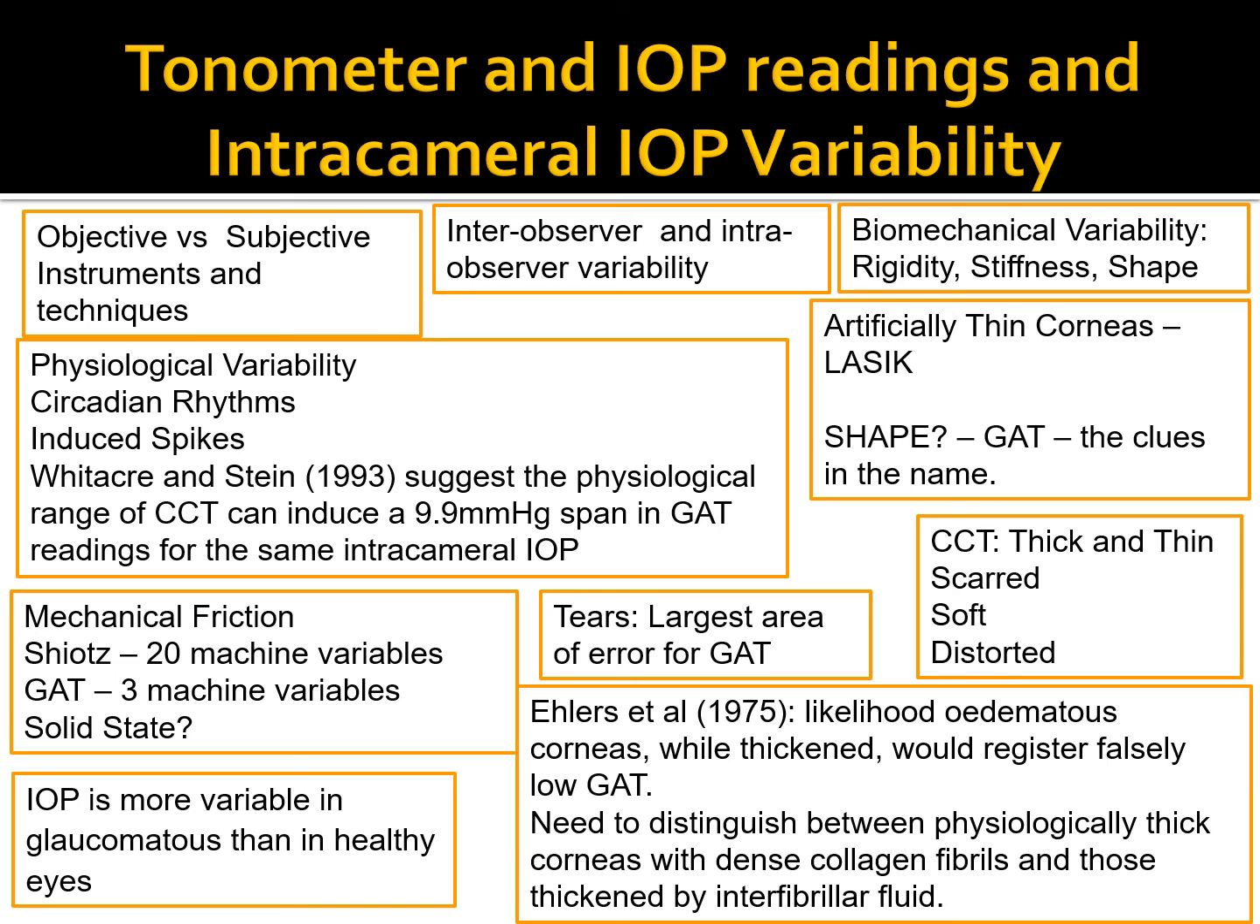Certainly tears with GAT are a huge area of error. There's CCT, thick and thin, scarred, soft, distorted. And I'll come on to that ad nauseam later. And then there's certainly inter and intra-observer variability. So there's a whole range of things that can cause this variability. And the ideal tonometer has to try to control or eliminate all of those things.